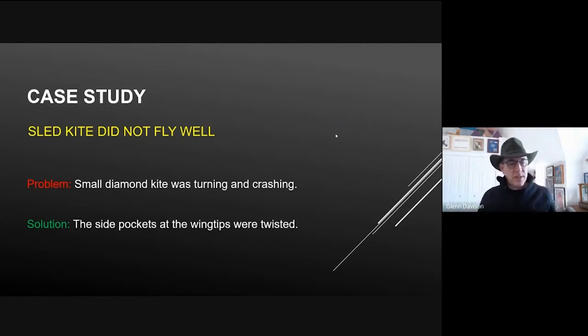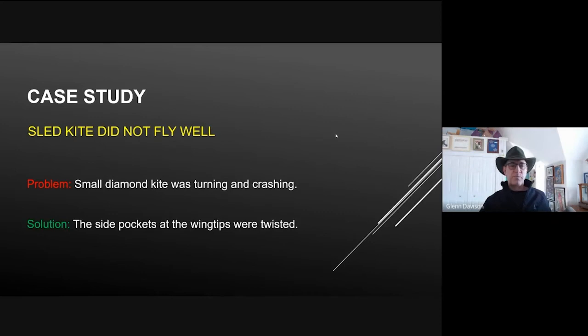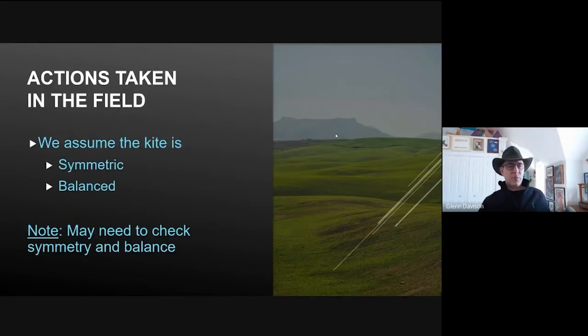Here's a case study about a sled kite that didn't fly very well, and it was turning and crashing. I don't know why I have a sled and a diamond kite in the same case study, but in this case, it was a diamond kite, and this was something that I've rarely seen. The kite wasn't flying because the spar into the wingtips had the wingtips twisted, and that twist in the wingtips, the pockets, gave it sort of a propeller effect and was causing the kite to turn and crash. So that's it for my case studies.